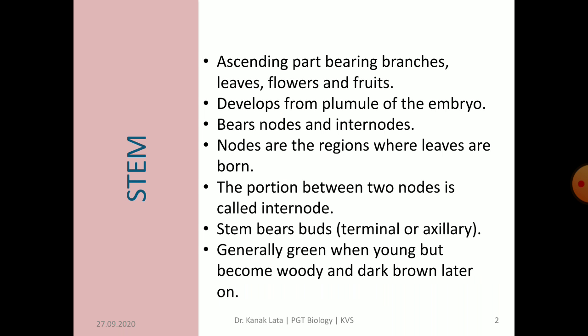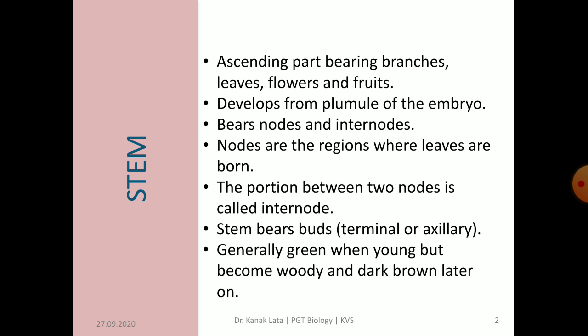Stem is the ascending part of the plant that bears branches, leaves, flowers and fruits. Stem develops from the plumule of the embryo. In embryo there are two parts, one is plumule, another is radicle. So stem develops from the plumule of the embryo and it bears nodes and internodes.